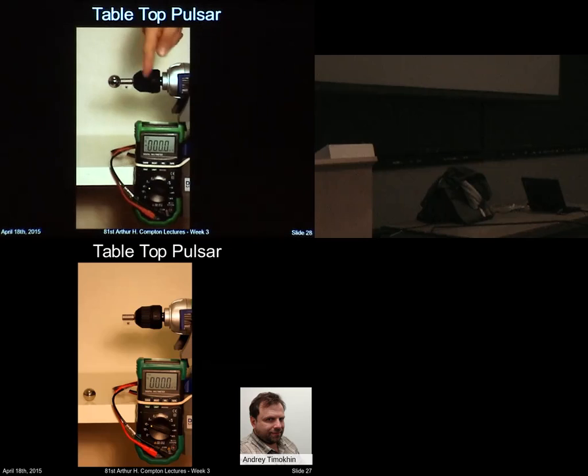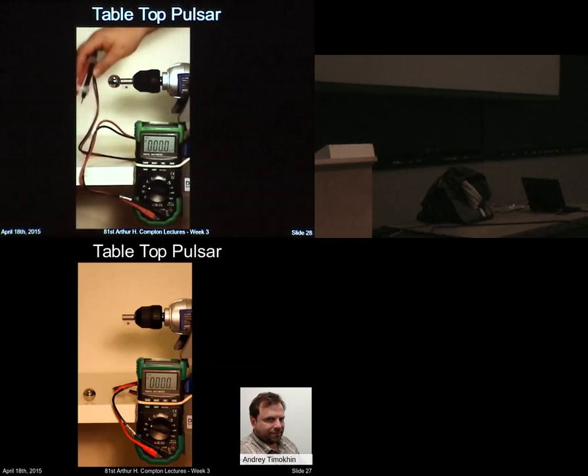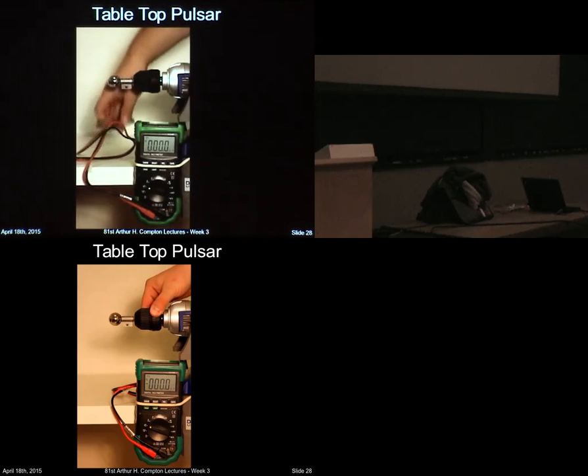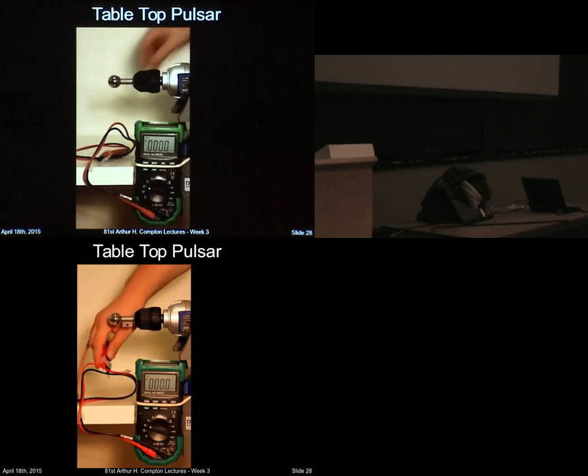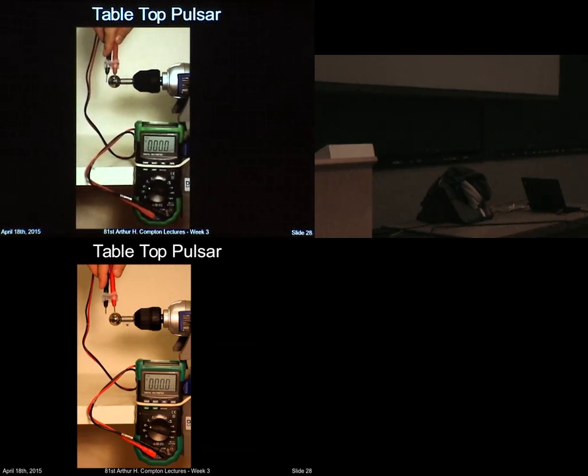So first he's going to show that when it's not spinning, you don't get anything. I wanted to do this live for you guys, but I couldn't find the appropriate magnetic ball. So you can see that there's no current being registered on the current meter. And there we have some current.